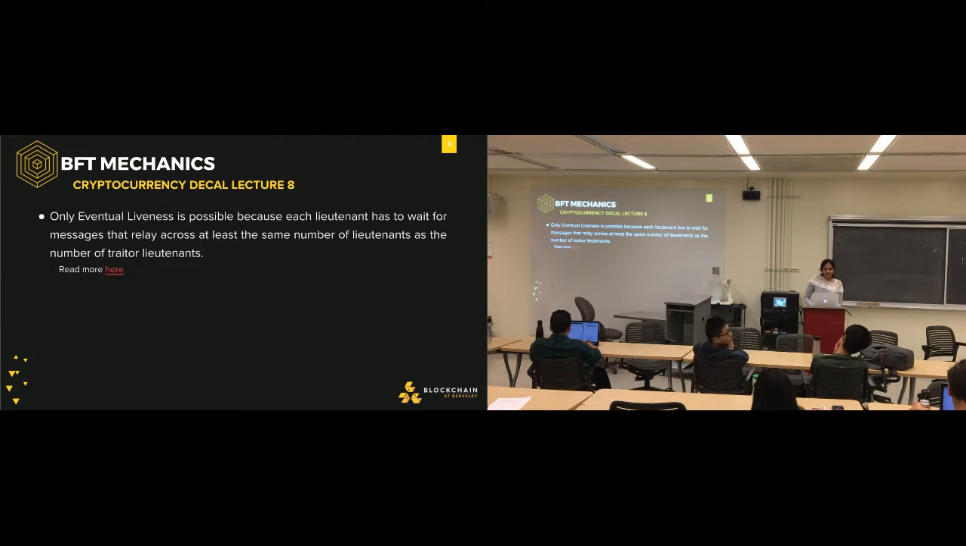So in any BFT problem, only eventual liveness is possible because the lieutenants have to wait for messages that relay across the network. The number of messages that they have to wait for is equal to at least the number of traitorous nodes in the network. I haven't gone into too much depth here, but you can read more about it in a paper presented there.